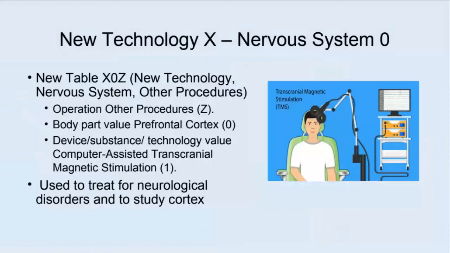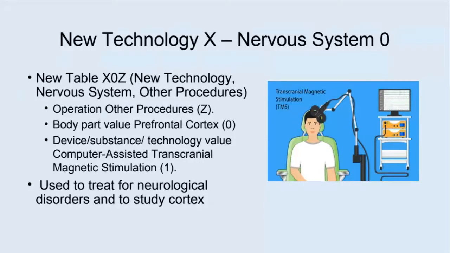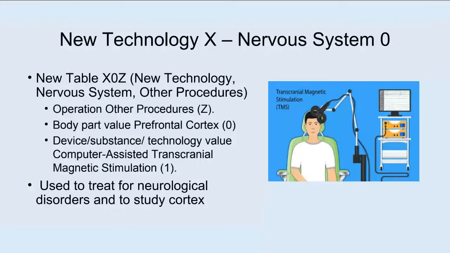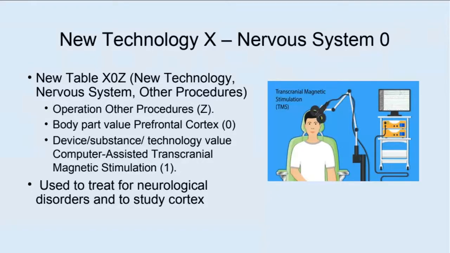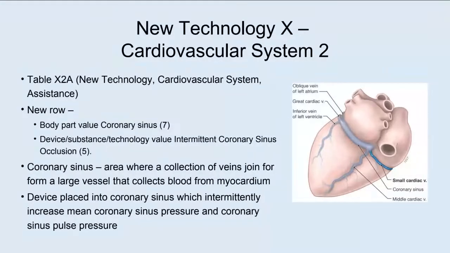Also in new technology, nervous system, is an other procedures operation. So this is a new table, X0Z, operation other procedures. The body part value is the prefrontal cortex, and the device substance technology value is computer assisted transcranial magnetic stimulation. You can see from the picture what this is. This is used to treat neurological disorders and to study and evaluate patients' cortex. So I love that about coding. You find out all these interesting things that can be done, the new stuff that can be done. Okay, so that's for the nervous system.